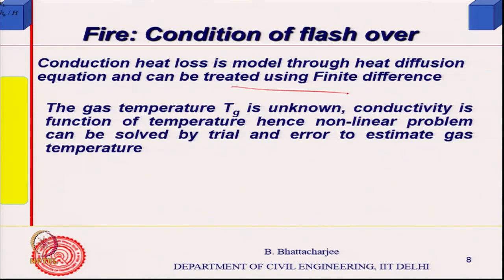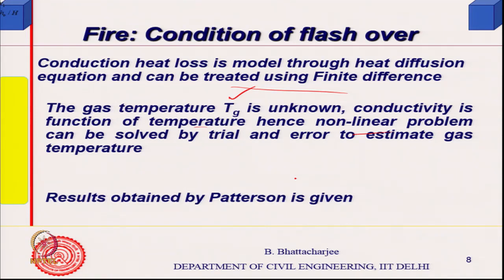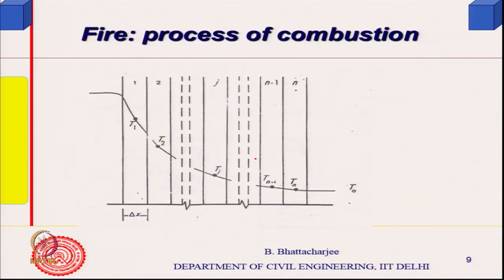So, conduction heat losses from the wall have to be calculated using Fourier's heat transfer equation. Tg is unknown and conductivity is a function of temperature. So, it is a nonlinear equation, a nonlinear problem, and you can only solve this by trial and error. Now, what is this equation? Okay, the equation, I hope I have given the heat conduction equation.